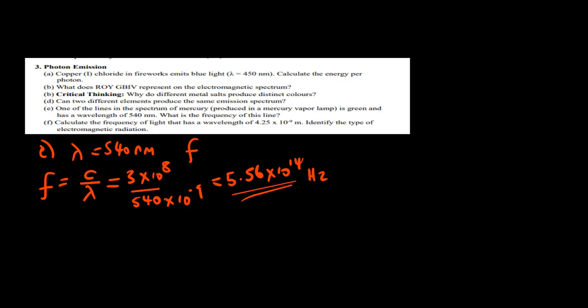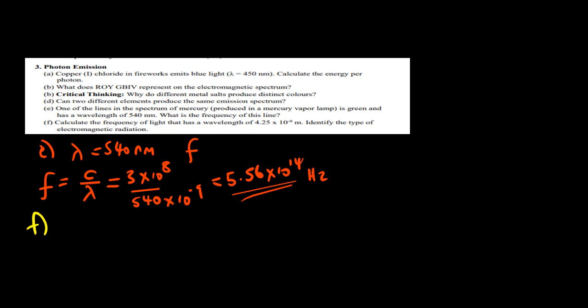Then the next question, question F. It's saying calculate the frequency of light that has a wavelength of 4.25 times 10 to the power -9 meters. Identify the type of electromagnetic radiation. Okay, this is very, very interesting. So let's solve that one. How are we going to solve this one? We're calculating the frequency.